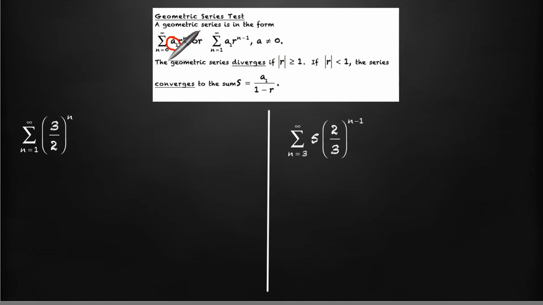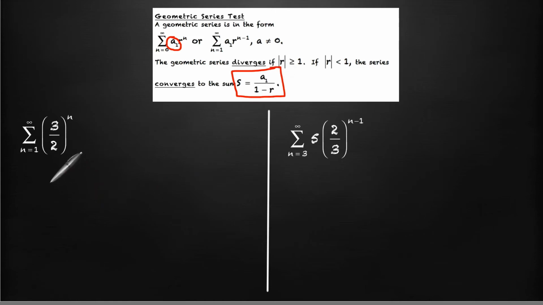If you're multiplying by something less than 1, as we've said, it is going to converge, and the sum that it's going to converge to is this formula here: S equals a1 over 1 minus r. If it diverges, you don't do anything, you just say it diverges.